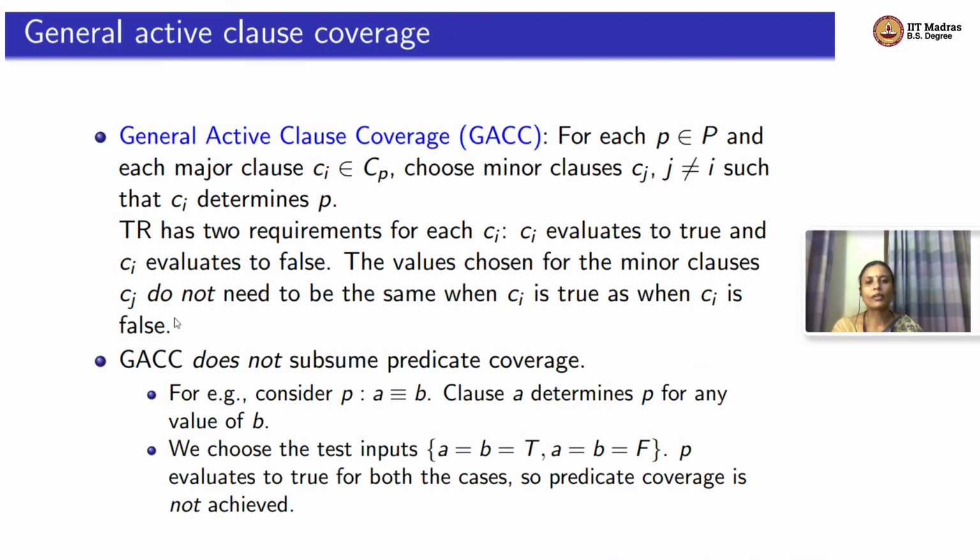First one, general active clause coverage, abbreviated as GACC. Active clause coverage, I hope by now you're comfortable about what it is. Take a major clause, let minor clauses be such that the major clause determines P. Your test requirement says evaluate the major clause to be true once, evaluate the major clause to be false once. The values chosen for the minor clauses in GACC need not be the same when Ci is true or when Ci is false.